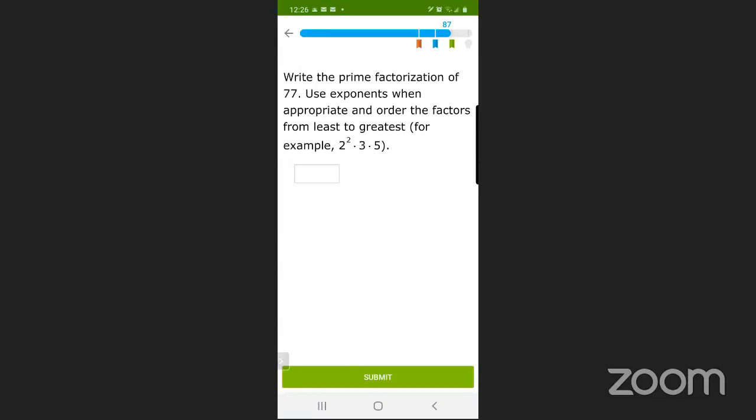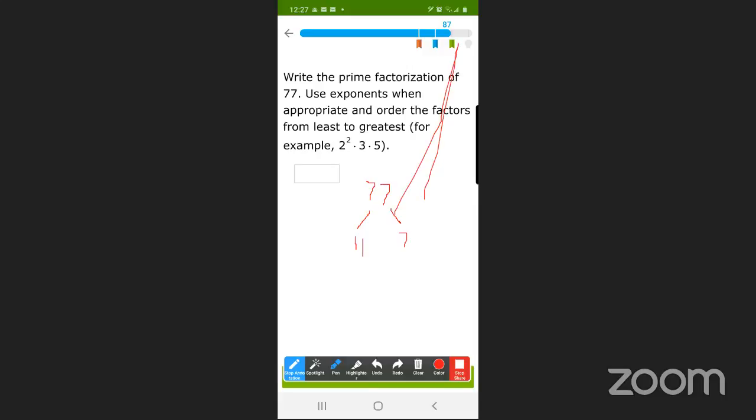Write the prime factors of 77. Okay, Aisha, your turn. Okay, open your annotation. Annotation is on.